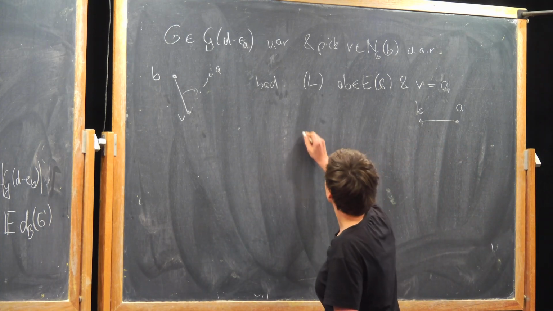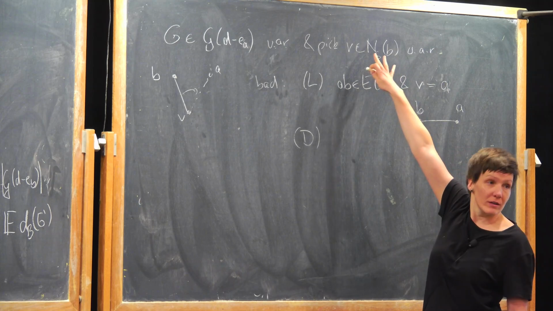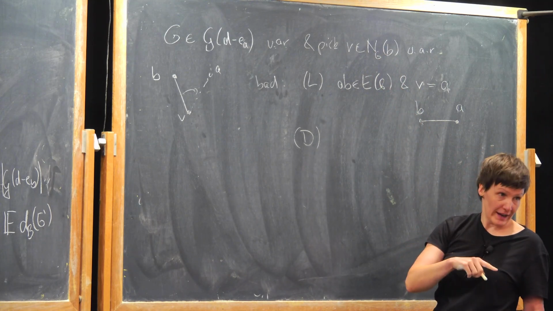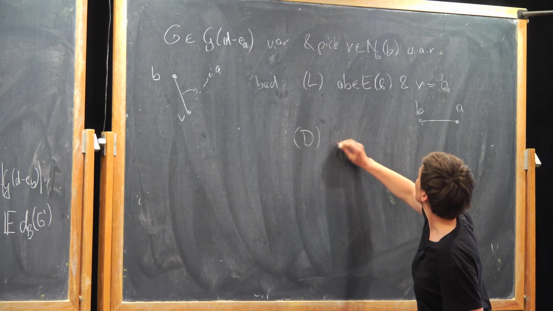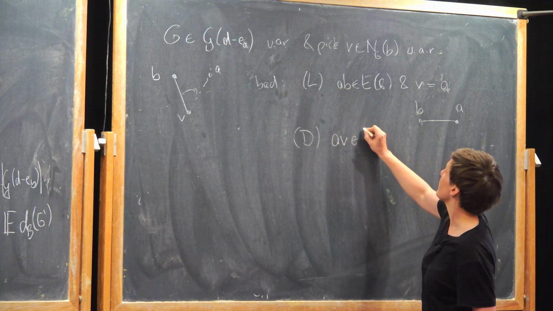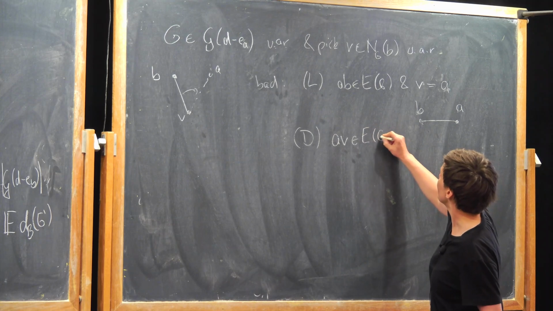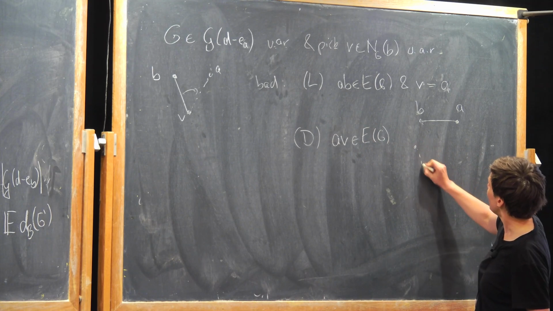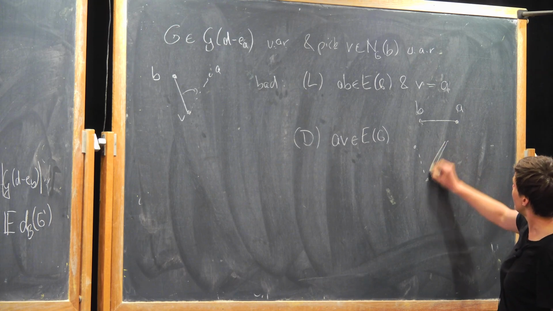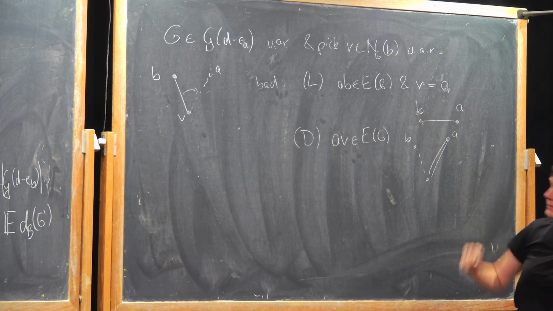The second bad event is that I pick a neighbor which is also a neighbor of A, so that AV is also an edge in G, which then would create a double edge. Okay, so these are my two bad events.